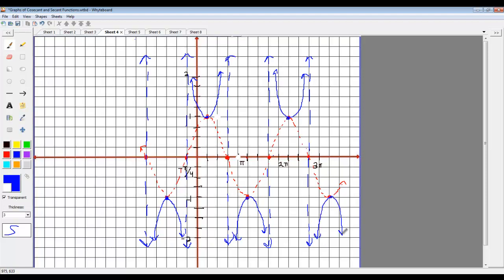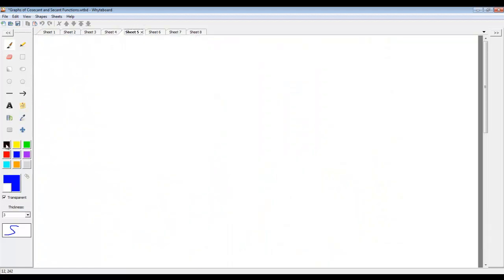And you could keep going. You know, it's 2 pi periodic, so every 2 pi it repeats. But the entire graph got shifted left pi over 4 units. So there it is. Alright, so that was cosecant.